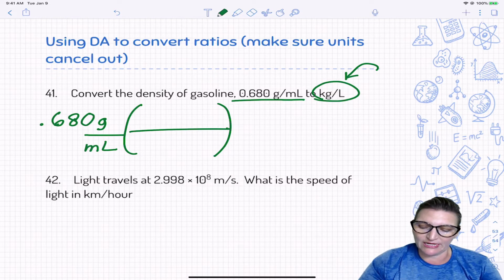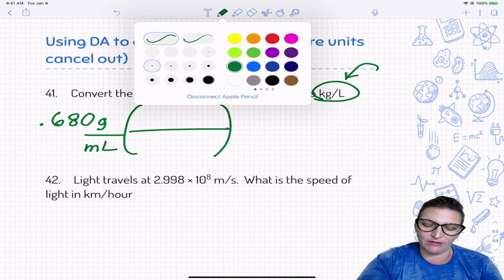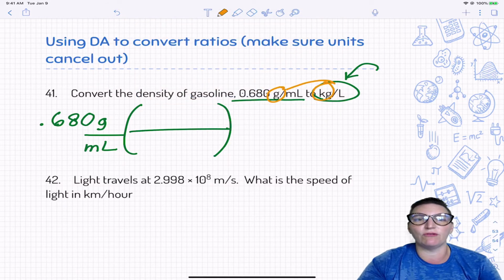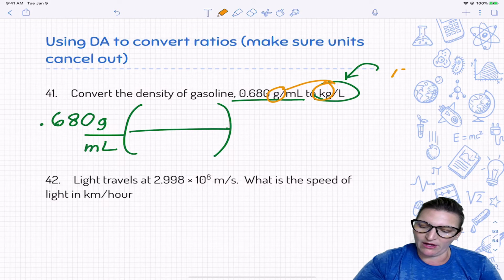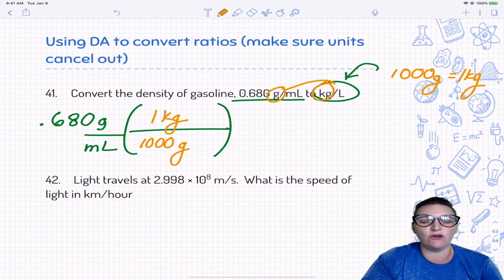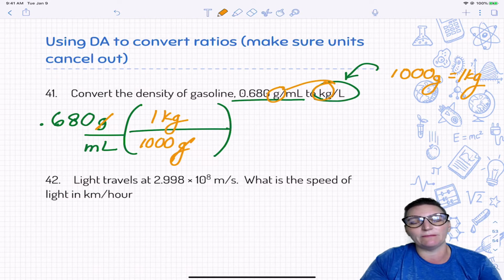So the first thing, and what I usually wind up doing, is converting the top unit first, grams to kilograms. I know that 1,000 grams equals 1 kilogram. So 1,000 grams goes in the denominator, 1 kilogram goes in the numerator. That's going to make it so that those units of grams cancel out.